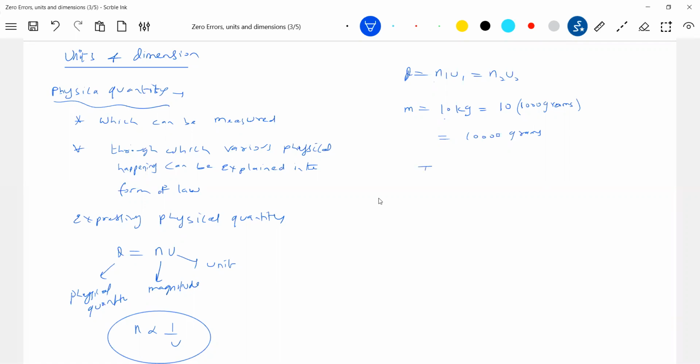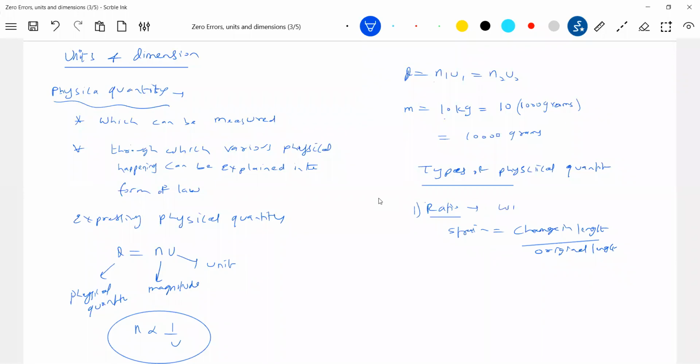Fine. Next, what are the types of physical quantities? Some physical quantities are only ratios. A good example of only a ratio is strain, which you define as change in length by original length. It's a ratio, so it will not have any units. There are some physical quantities which will not have units. What are they? The ratios.